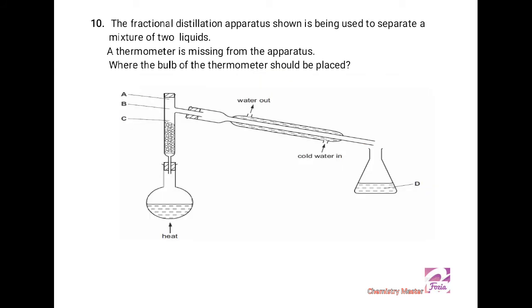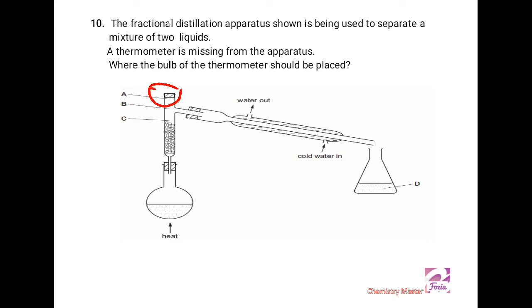The 10th MCQ: the fractional distillation apparatus is shown as being used to separate a mixture of two liquids. A thermometer is missing from the apparatus. The scientist has forgotten to put the thermometer. So there are 4 places which the technician is thinking of where the bulb of the thermometer should be placed.